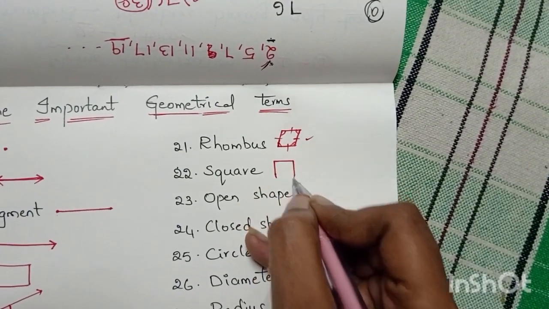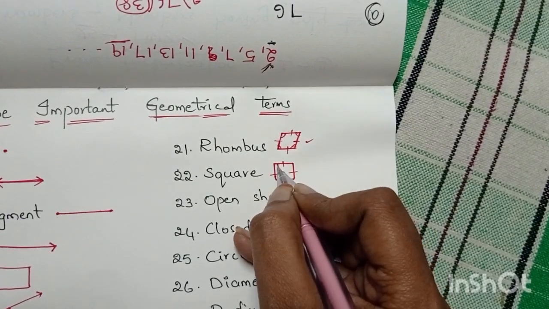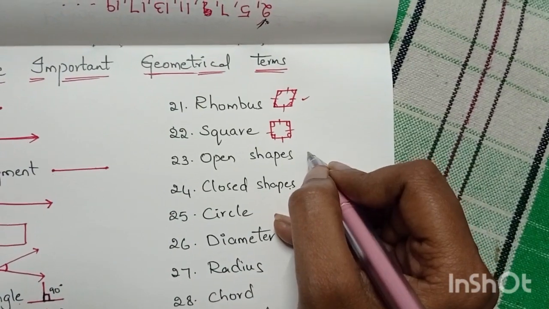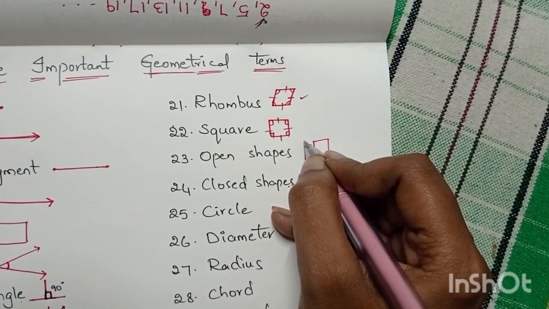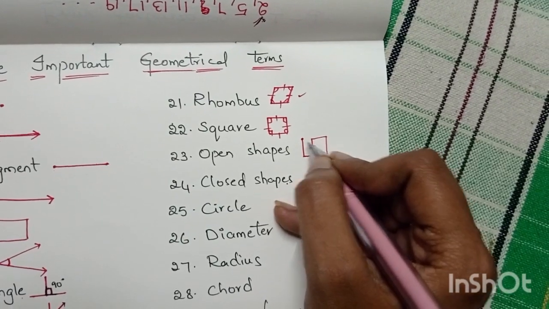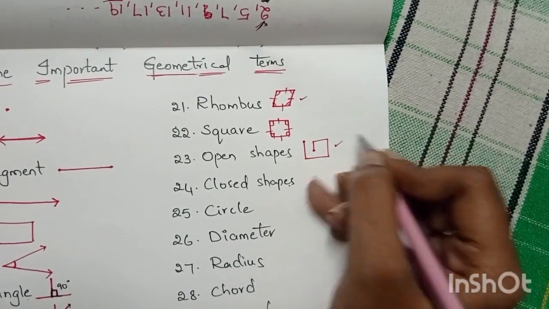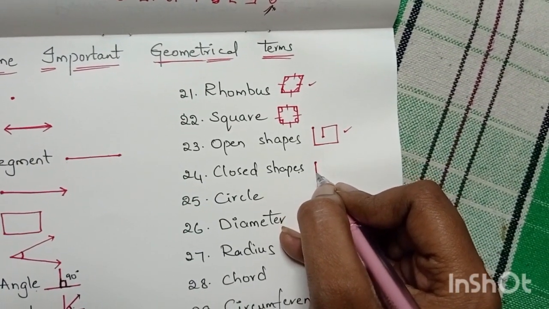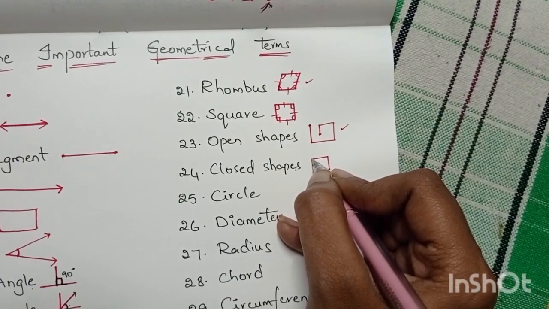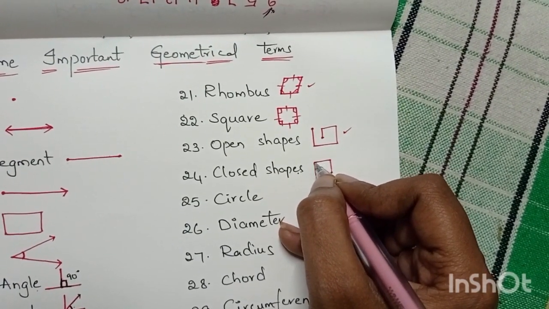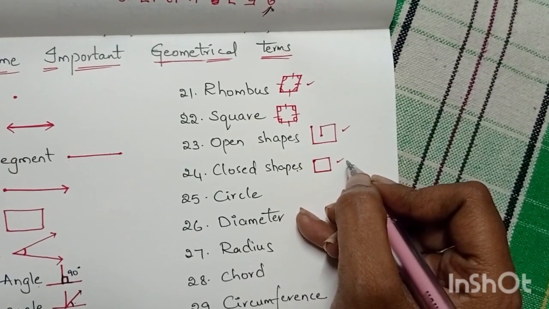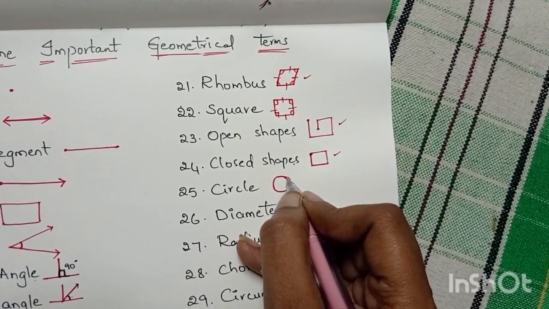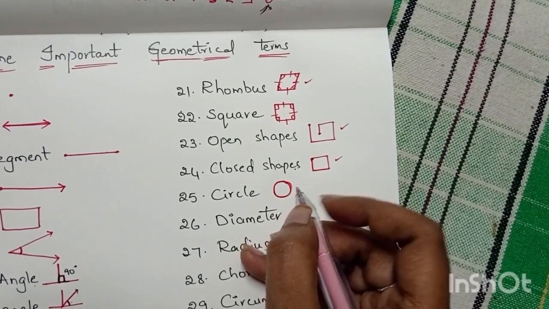In square also all four sides are equal, but all angles are 90 degrees. That we call as a square. Open shapes. Any shape where starting point and ending point will not meet. Those shapes we call as open shapes. Where here if I start and again the shape comes and ends here only, that means starting point and ending point will be the same. Those shapes are closed shapes. Circle is a simple closed curve. It is closed, simple and one curved line.